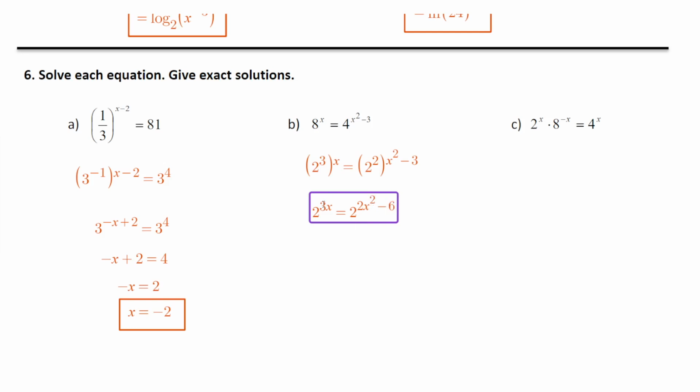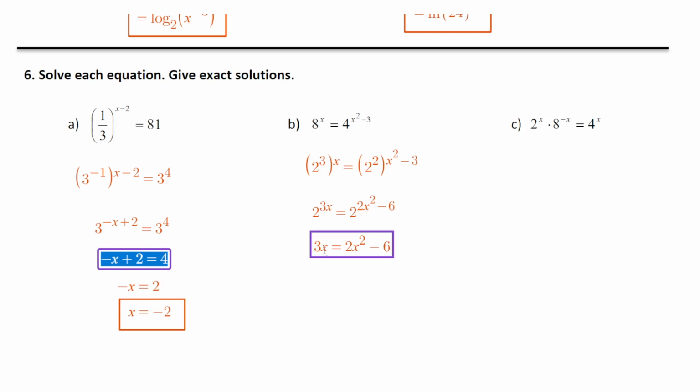Now I'm at a point where I can drop the bases because I notice that they are the same. And I can set 3x equal to 2x squared minus 6. And now I've got a quadratic equation. So before it kind of devolved into a linear equation on part A. Here we got a quadratic. And with quadratic equations, you always need them to be equal to 0.